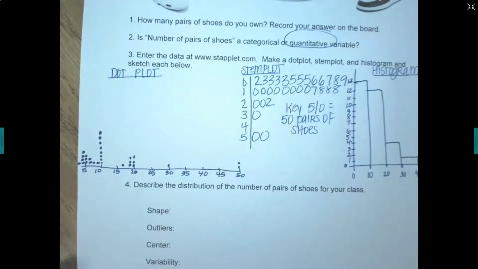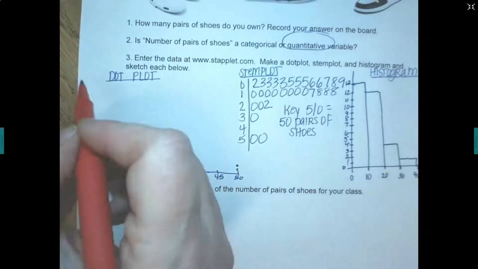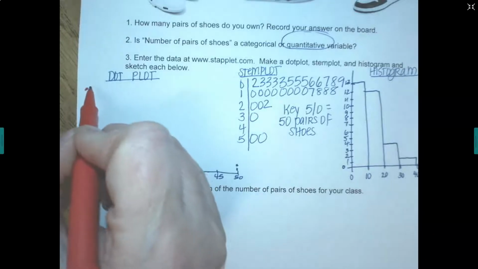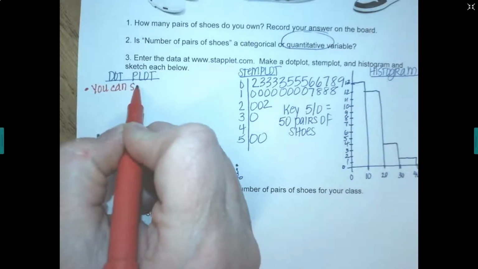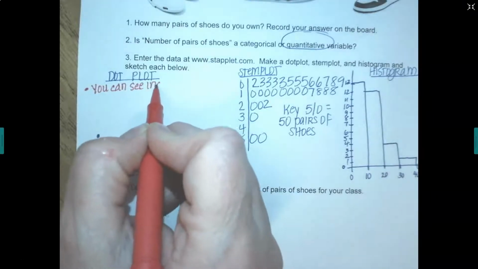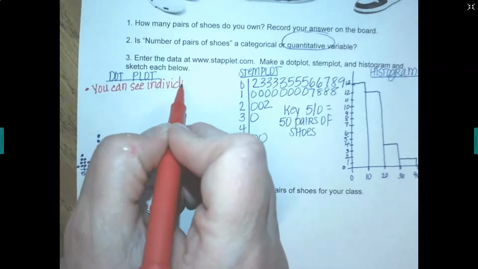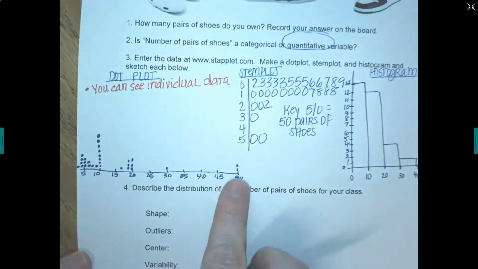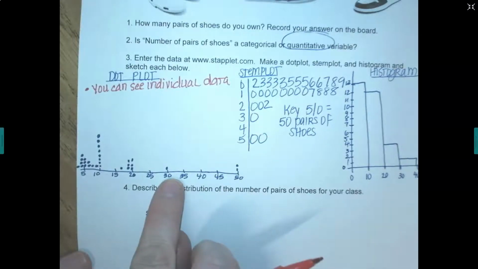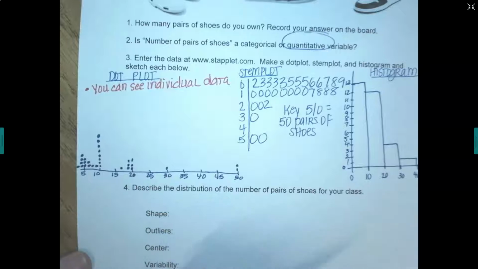All right, let's start over here at our dot plot, and let's evaluate what we're taking a look at. Dot plot is my favorite kind of plot to make. They're very simple to make. One of the reasons I like them so much is you can see the individual data. So I can look at this and see there's 2 people out here at 50. There's only one at 30, 3 at 20. I know the individuals of the data, and that's nice sometimes.